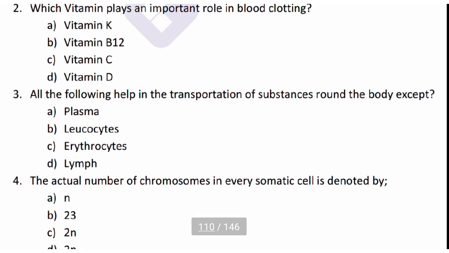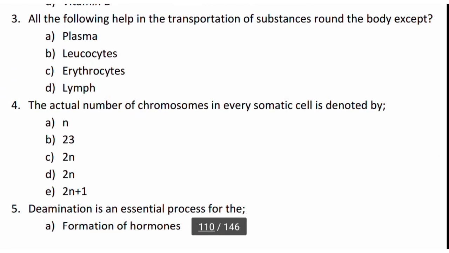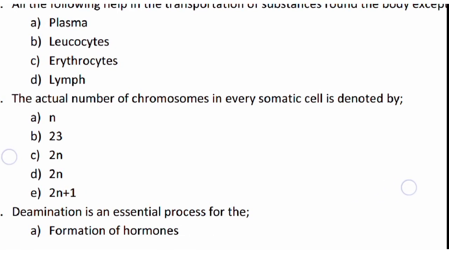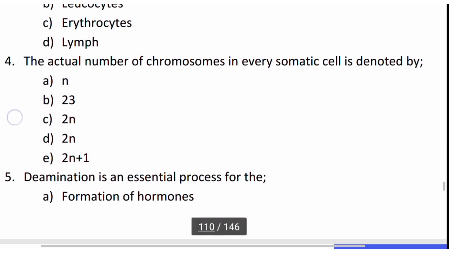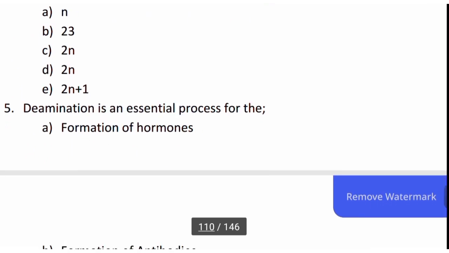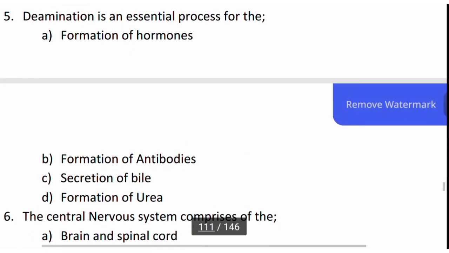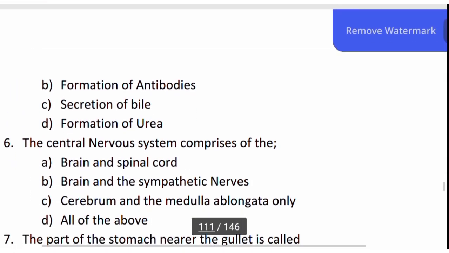B, leukocyte. Okay, that's the white blood cell. The actual number of chromosomes in every somatic cell is D, 2N. Okay, 23, altogether 46. Deamination is an essential process for A, formation of hormone, option B, formation of antibodies, secretion of bile, formation of what? Urea. The answer is the formation of urea.